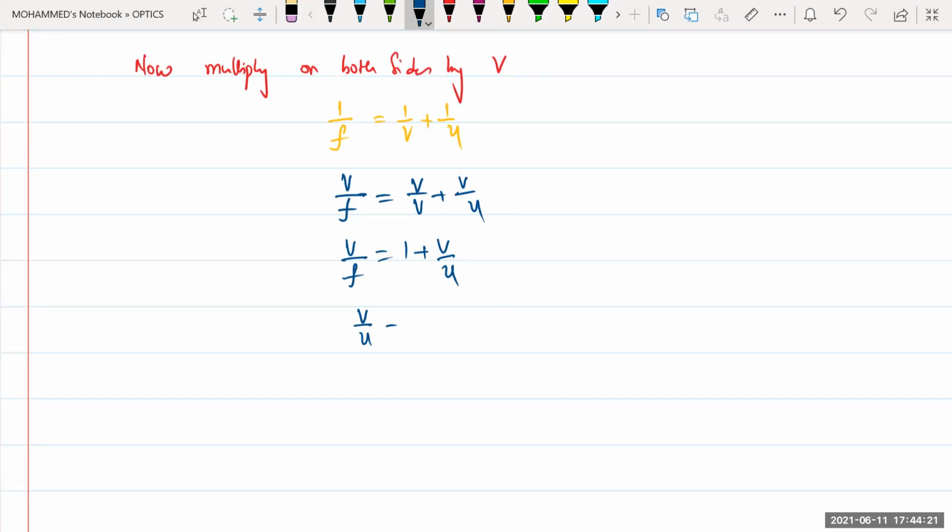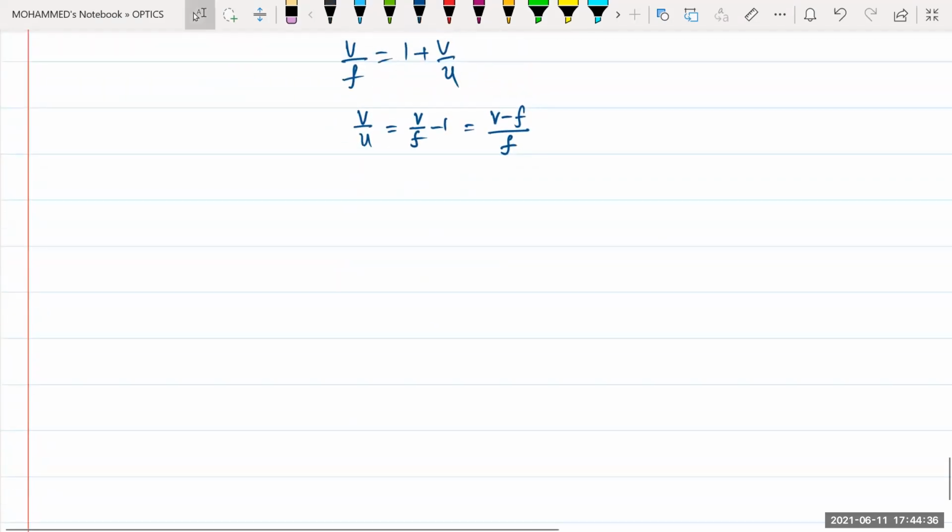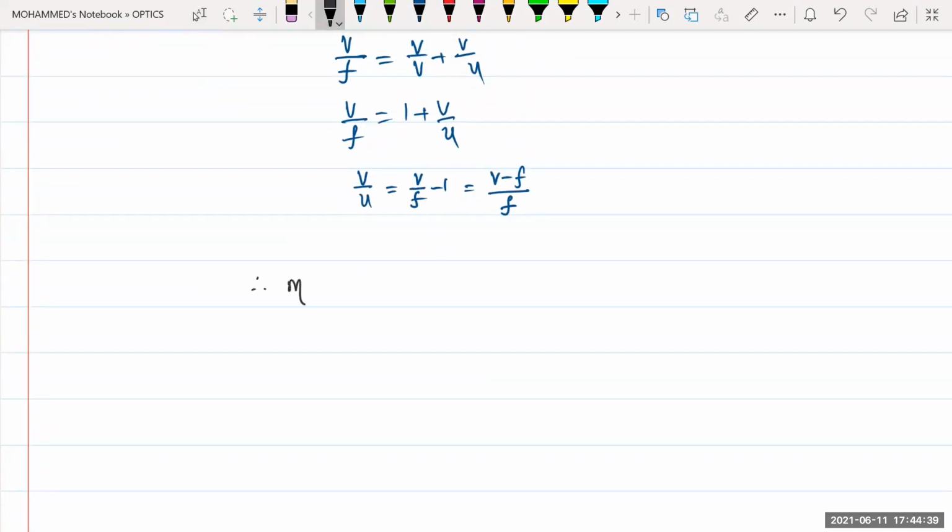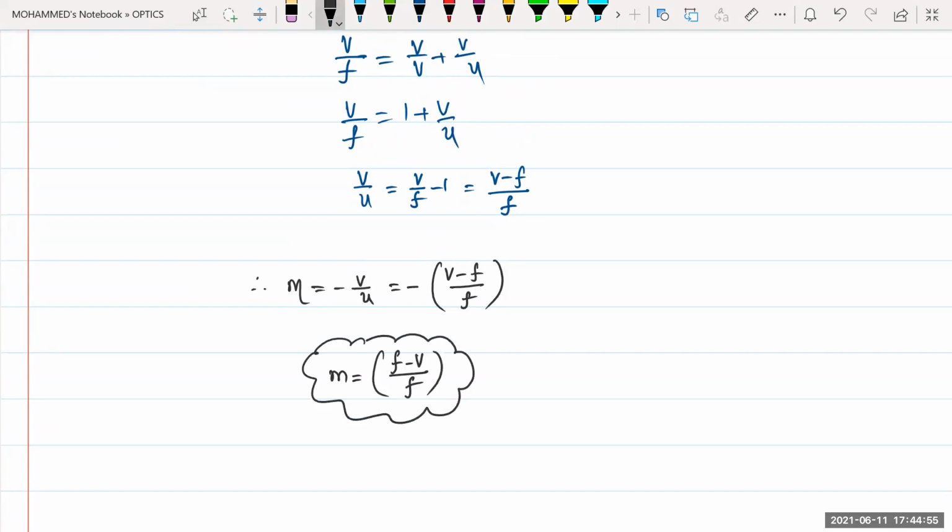That means v by u will become how much for me, beta? It will become v by f minus 1, that means v minus f divided by f. Therefore, magnification is minus of v by u, that is equal to minus of v minus f divided by f. If I remove the minus, magnification is f minus v divided by f. So this will be the magnification in terms of focal length as well as your image distance. M is equal to this one. Clear?